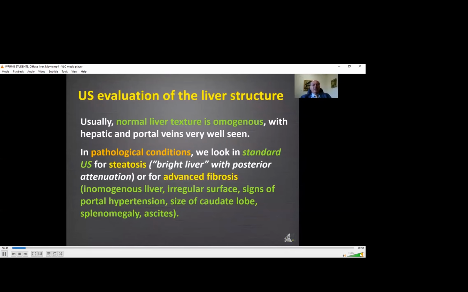But what we try to find in pathological conditions is steatosis and the signs of advanced fibrosis. For steatosis, we have a bright liver with posterior attenuation, and for advanced fibrosis, we look for a heterogeneous liver, the surface of the liver, signs of portal hypertension, the size of the caudate lobe, the size of the spleen, and we look for ascites.